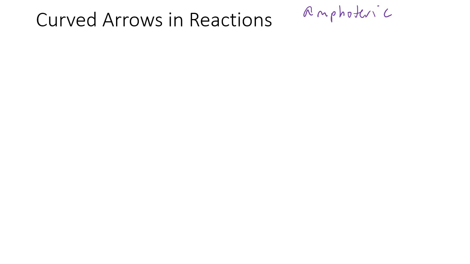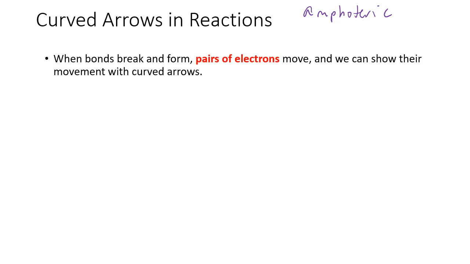And we'll review how you determine if it's going to be an acid or a base in a little bit. So coming back to the curved arrows we were talking about, we use that arrow to show the movement of electrons. And right now we're focusing on pairs of electrons moving together. So that means 2 electrons.